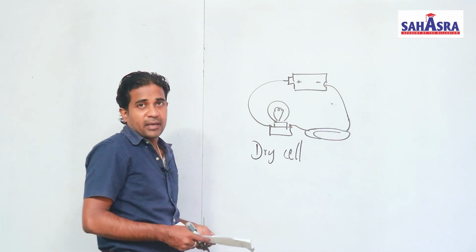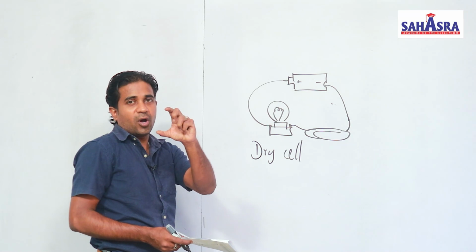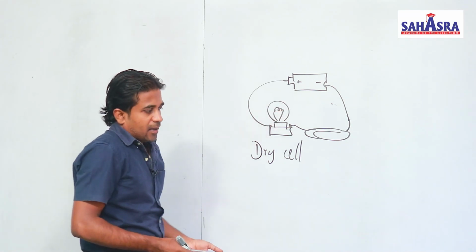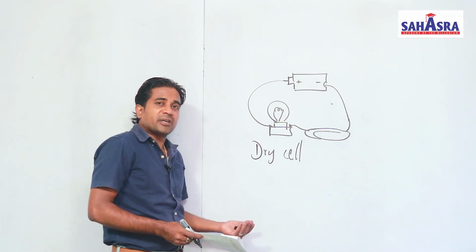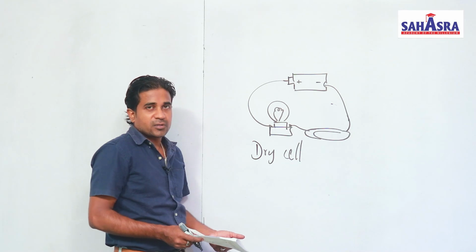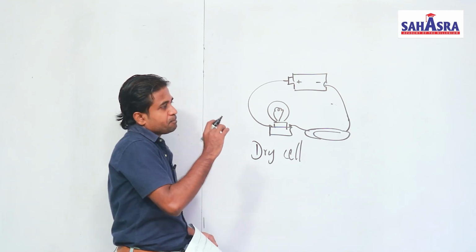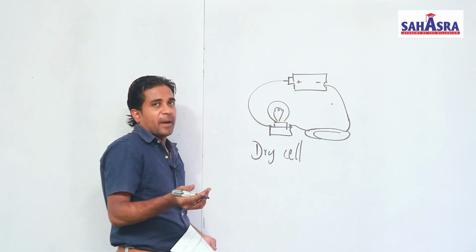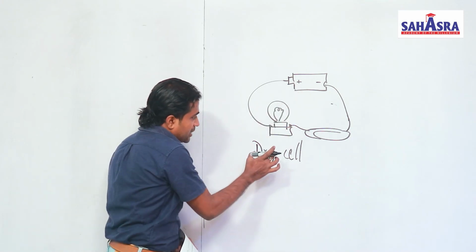Don't call it a battery. A battery is something else. What you normally call a battery is a dry cell. The battery we use in vehicles and laptops is a battery. But that single one we don't call a battery, we call it a cell. So the perfect answer is dry cell.